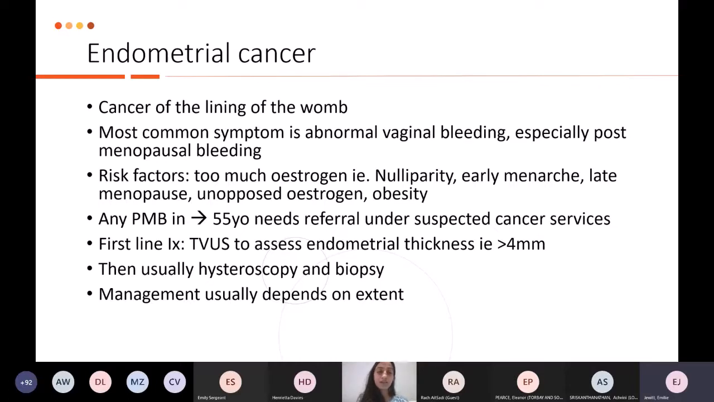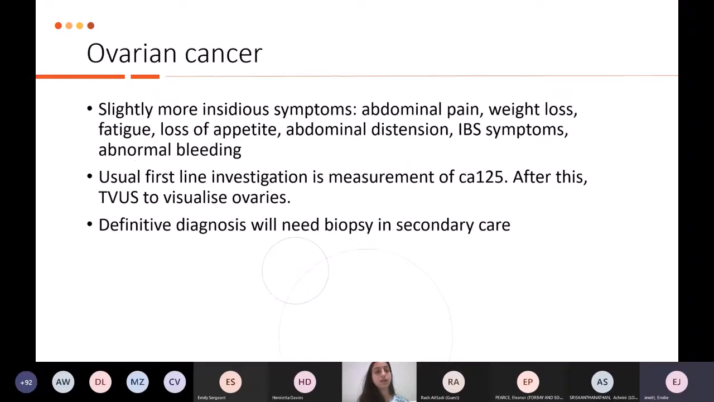You would refer that to 2-week wait, but in terms of what they would do, a transvaginal ultrasound and look for the endometrial thickness. If it's above 4 millimeters, it's abnormal, and that would then require a hysteroscopy and a biopsy. And then depending on the extent of what you find, you may then end up getting a hysterectomy or something further than that. And then lastly, we've got ovarian cancer.